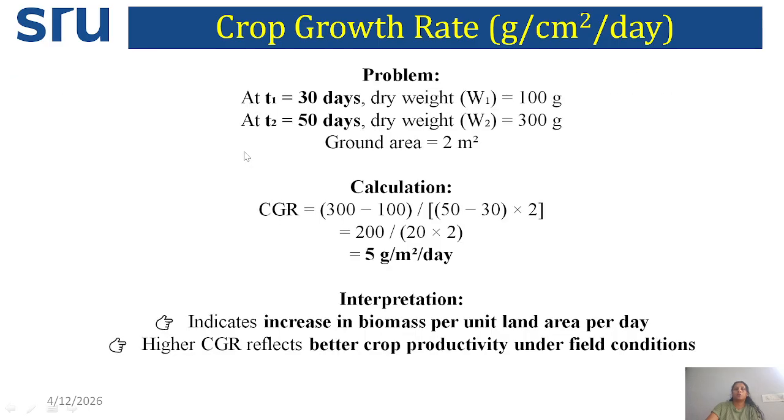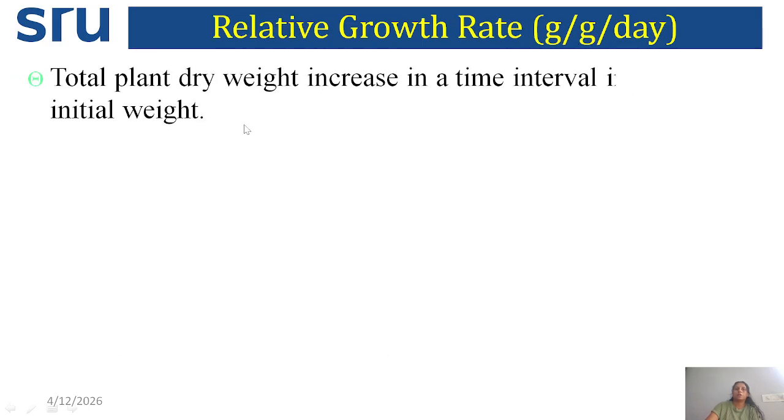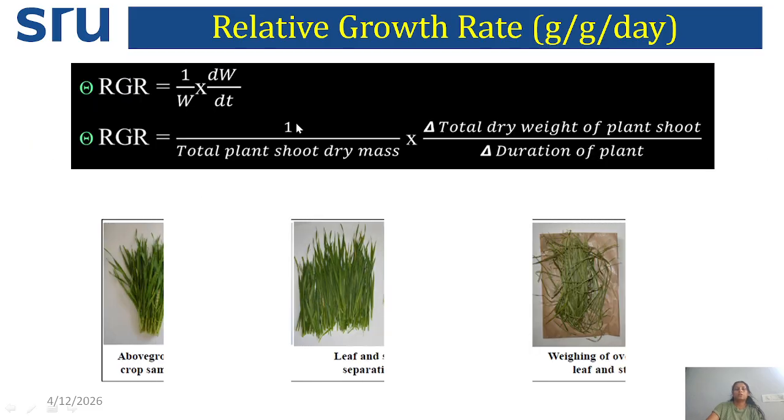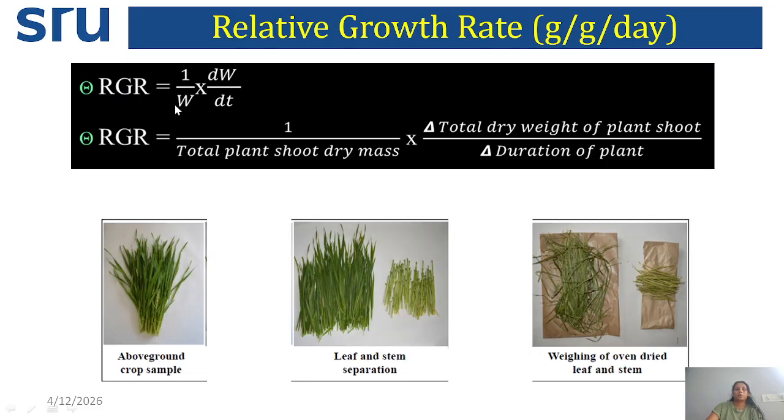That one will give you the net assimilation rate. Relative growth rate means dry matter: how much difference there is over the existing dry matter. That one gives the relative growth rate. The formula of relative growth rate is 1 by W dW by dt. Here, 1 by W is the total shoot dry mass of the plant shoot, and dt is the duration.